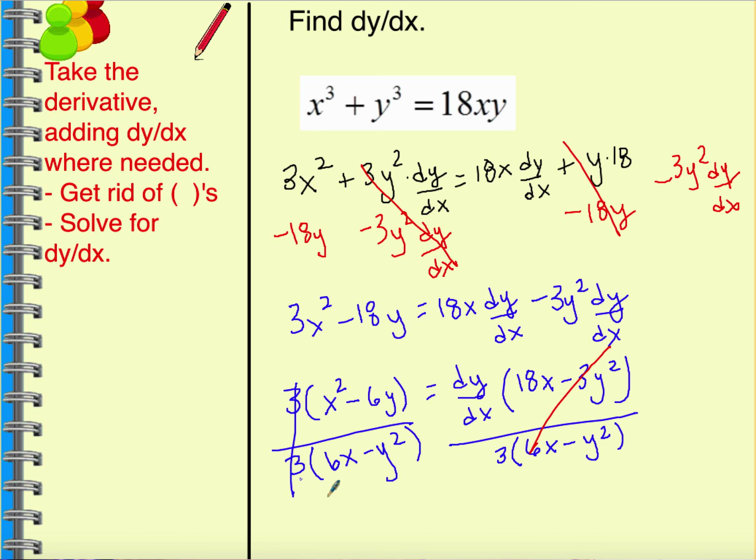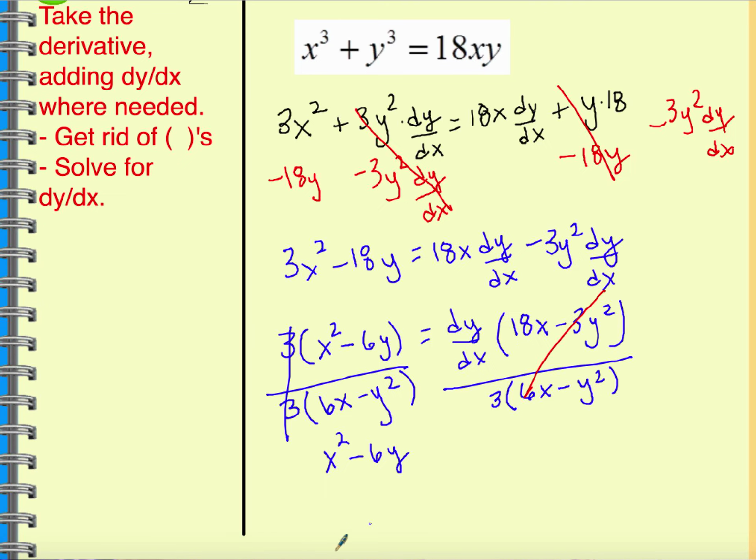So my 3 is reduced to 1, and I got x squared minus 6y, all divided by the quantity 6x minus y squared is equal to dy/dx. And just in case I went through that too quickly, 18x minus 3y squared, they're both divisible by 3, so I just factored it when I divided it over to the other side. So hopefully that wasn't too fast for you.